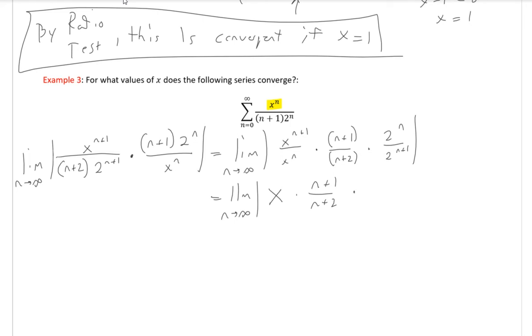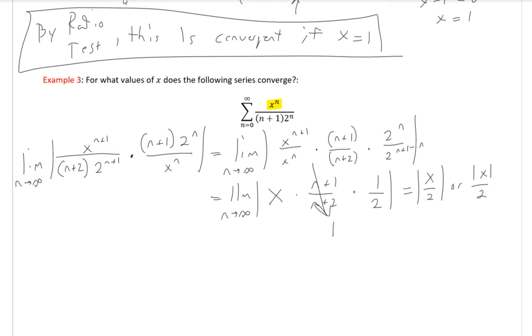And then for 2 to the n over 2 to the n plus 1, again, we'll reduce that larger exponent by n, and we just have 1 over 2. If n approaches infinity, this is going to 1. So overall, what we have is x times 1/2 in an absolute value. So we have x over 2, or just absolute value of x divided by 2, because absolute value of 2 is 2.